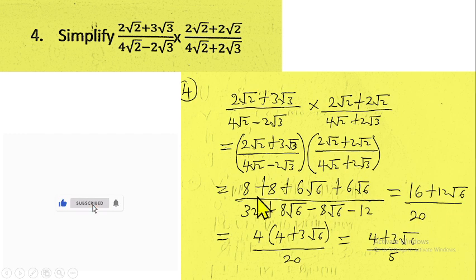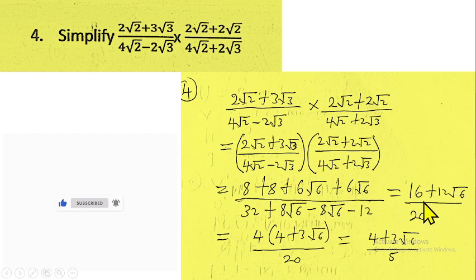Then from there we can collect like terms. 8 plus 8 here will give us 16. Then root 6 plus root 6 will give us 12 root 6. Then 8 root 6 minus 8 root 6 will give us 0 here. Then we are left with 32 minus 12. That will give us 20.